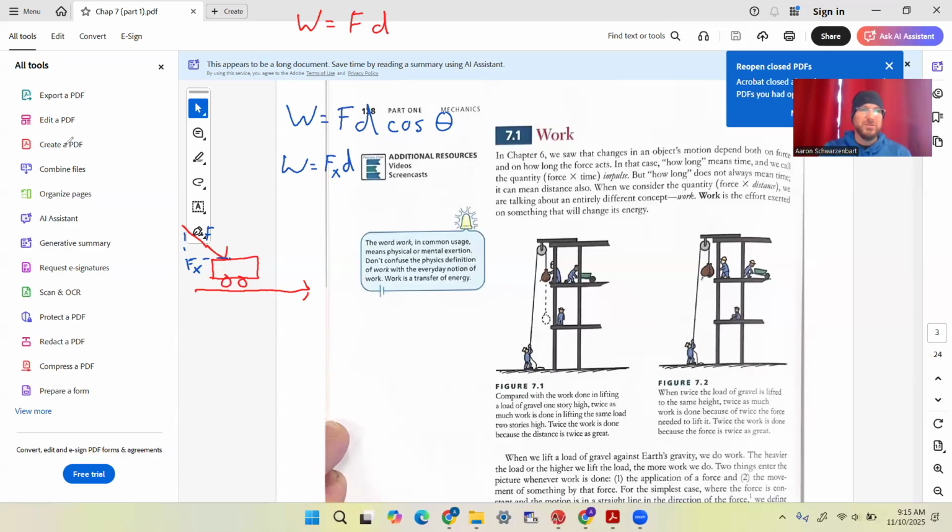So work becomes a very useful thing. Work is also equal to the change in energy. So if the energy of something is changed, work was done. If work was done, the energy of that object was in some way changed. Okay?